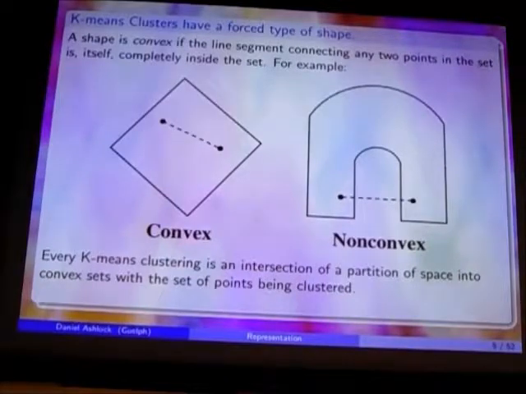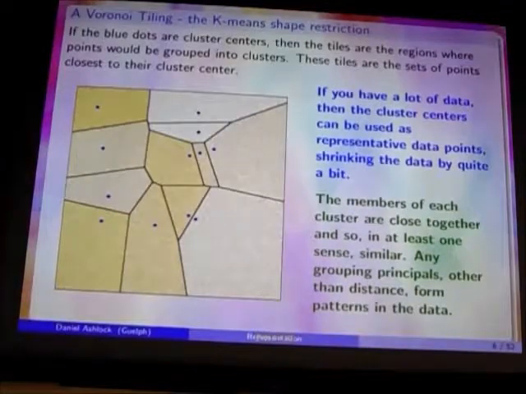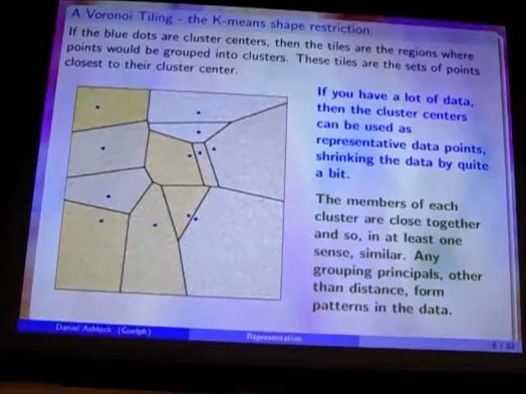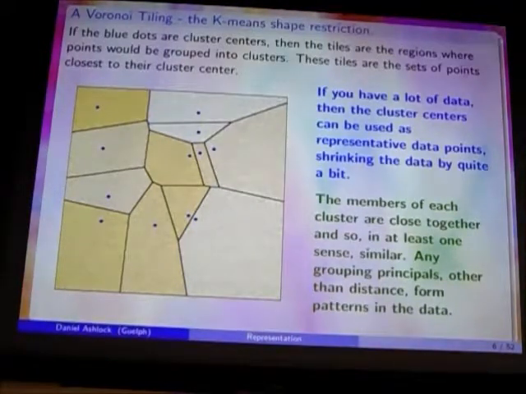In particular, a convex set is one where any line segment between 2 points in the set has to stay inside the set, and that tilted diamond has that property. But the horseshoe doesn't. You can find 2 points in the horseshoe so that the line joining them jumps outside of the set. And so it turns out that with K-means clustering, every single cluster is the intersection of a convex polytope with the data space. So if those blue things are the cluster centers, those cobblestones are all the points that would be assigned to that cluster center.